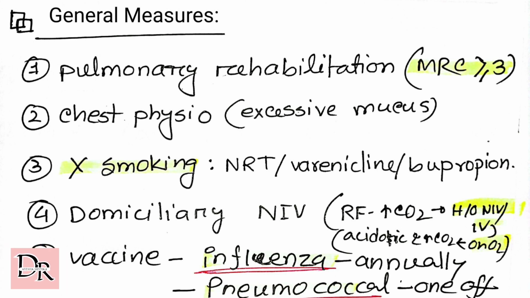Also, we can provide domiciliary non-invasive ventilation. If there is a history of non-invasive or invasive ventilation, and there is ongoing hypercapnia despite the patient being on oxygen, the patient is acidotic and carbon dioxide is rising, in that case we'll offer domiciliary non-invasive ventilation. And vaccines: influenza annually and pneumococcal one-off. But we provide pneumococcal 5 yearly if the patient has had a splenectomy or has hyposplenism. In that case, we may need to give it 5 yearly, but usually it's one-off.